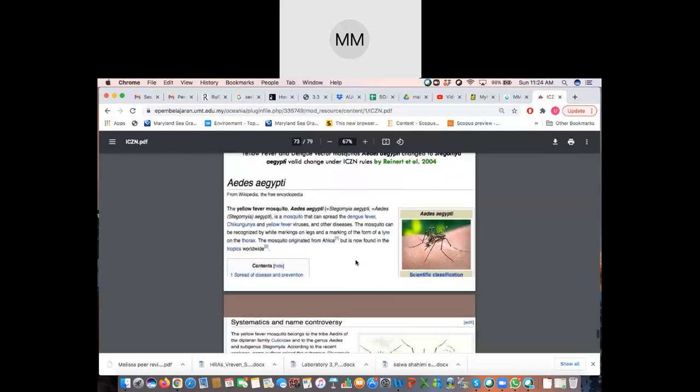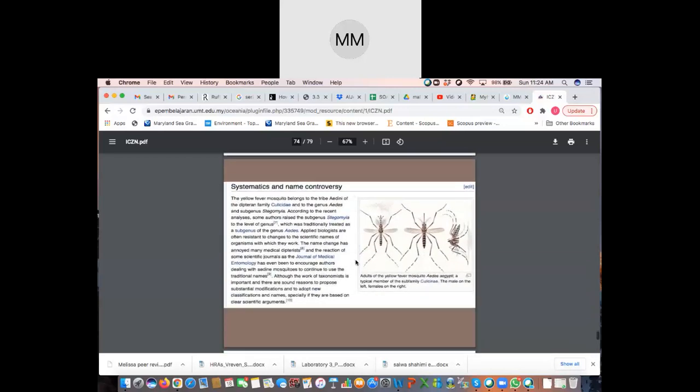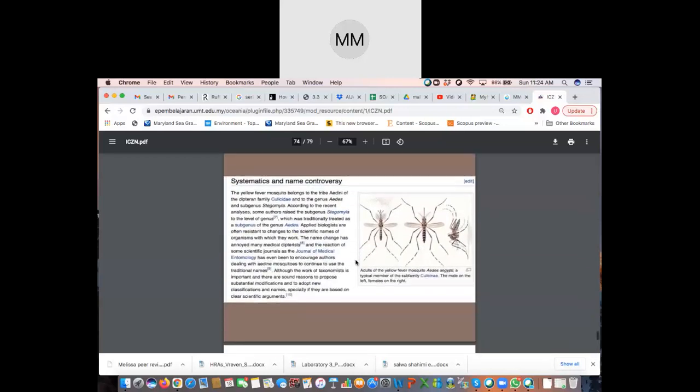Okay, so what happened with this? Yes, exactly. You can read up about why they decided to change the name, but it's about systematics and the name controversy. The yellow fever mosquito belonged to the genus Aedes and subgenus Stegomyia. But according to recent analysis, some authors raised the subgenus to the level of genus. With the advancements of phylogenetics, molecular work and all, prior to this it was a subgenus, but now they've raised it to genus level.